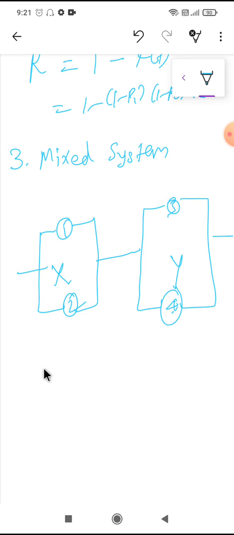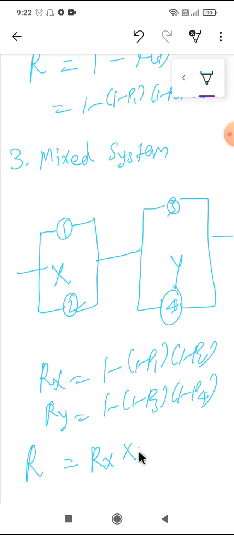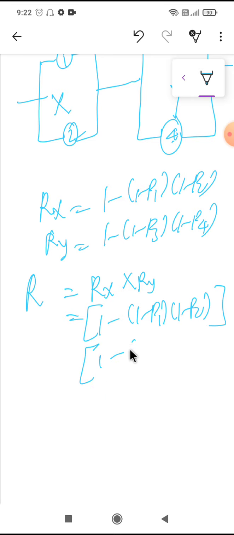The reliability of device X will be equal to 1 minus q1 into q2, and the reliability of device Y will be 1 minus q3 into q4. The total reliability of the system can be expressed as R equal to Rx into Ry, which is this multiplied by this. That is nothing but the product of the reliabilities of the two parallel stages, and this multiplication will be our answer for this mixed system. So I hope you understood this reliability. Let's see a small example.